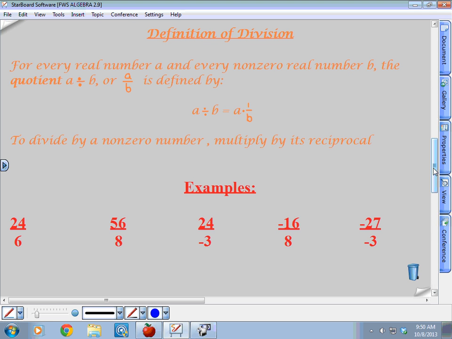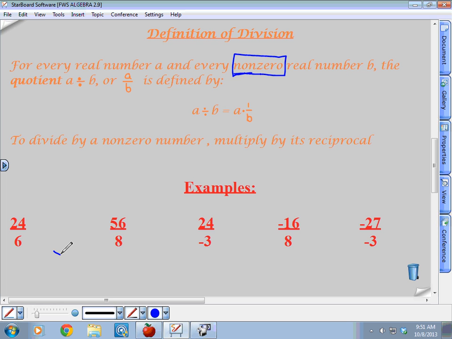So for division, for every real number a, and remember that it's really important that we continue to remember the non-zero. For those who weren't here, you can never divide a number by 0. If you have a 0 in the denominator, that's undefined. There's no answer. Anytime you come up with that, the whole thing is undefined. So you can't have b be 0. That's why it says any non-zero real number, so any number other than 0, then the quotient a divided by b, or a over b.